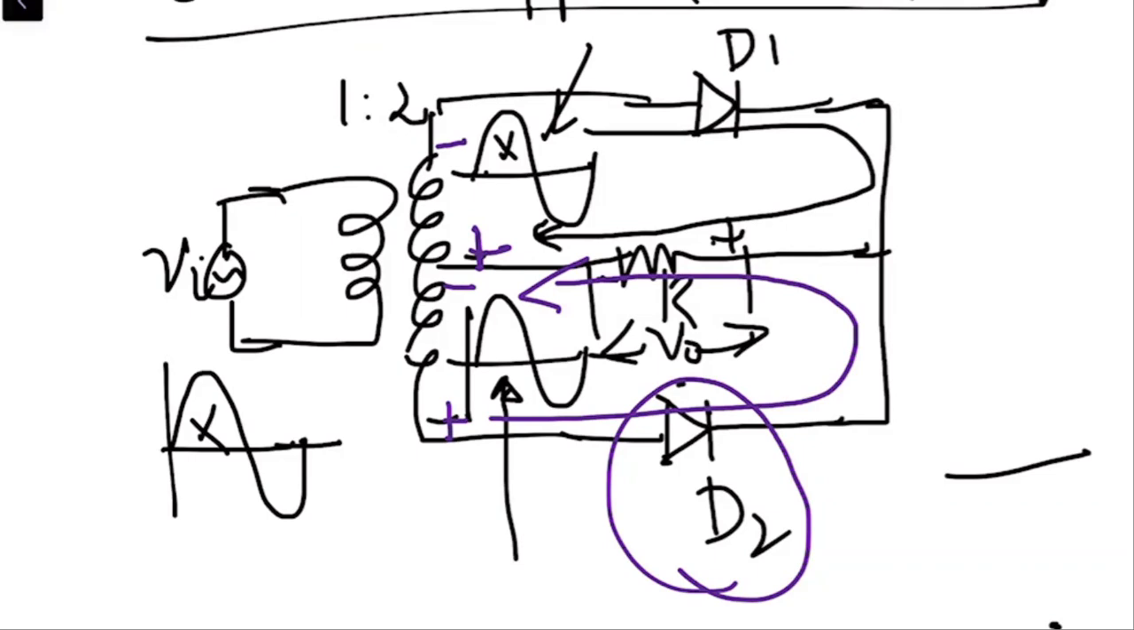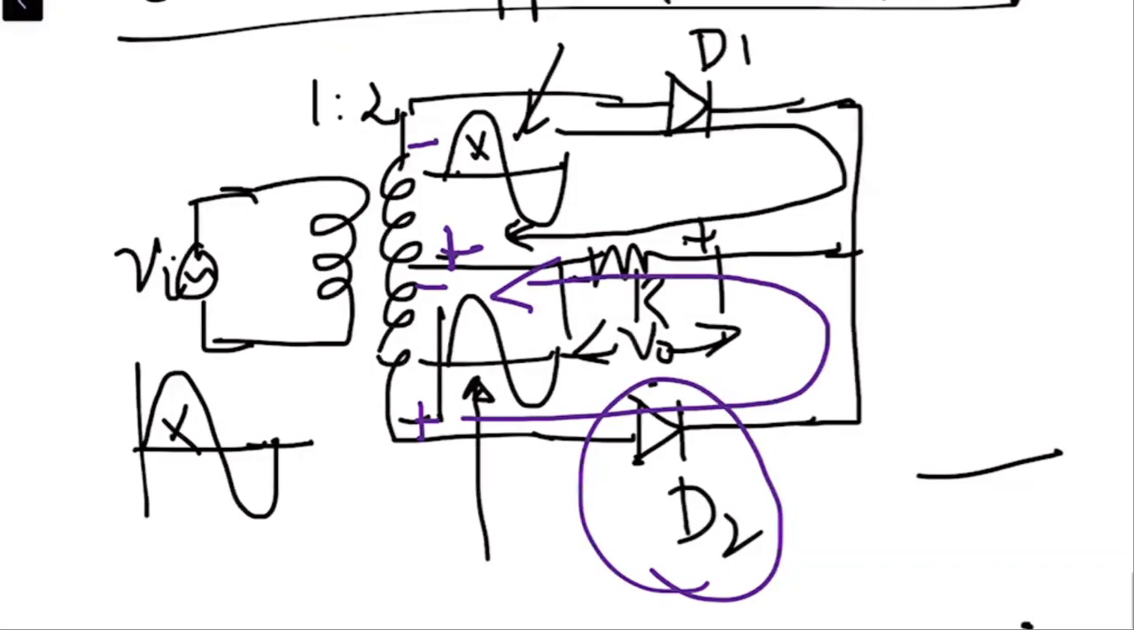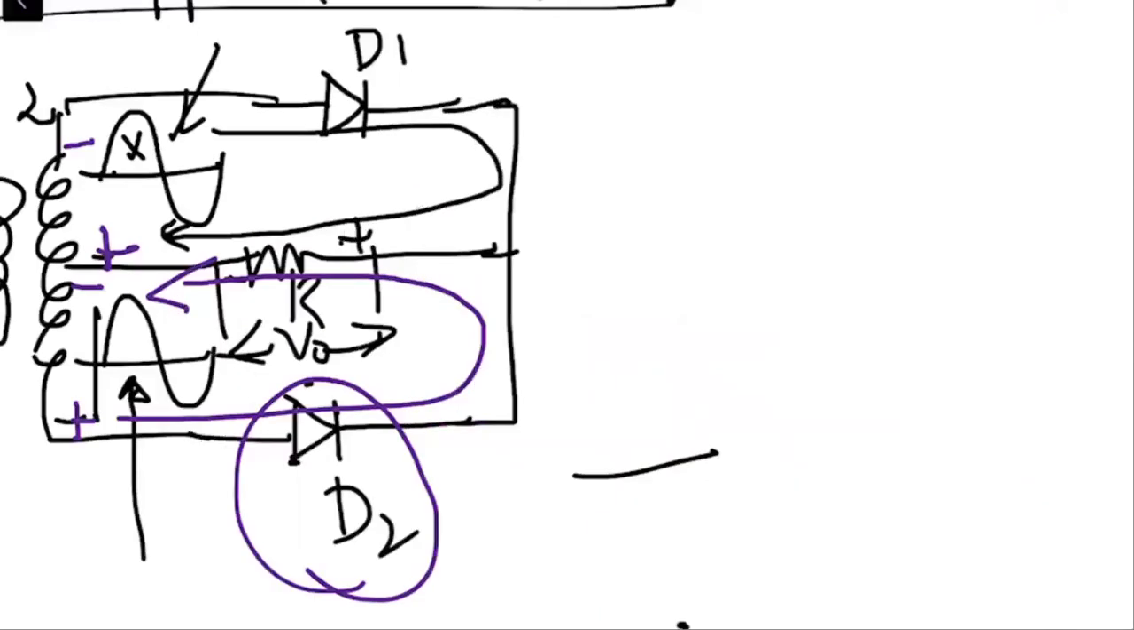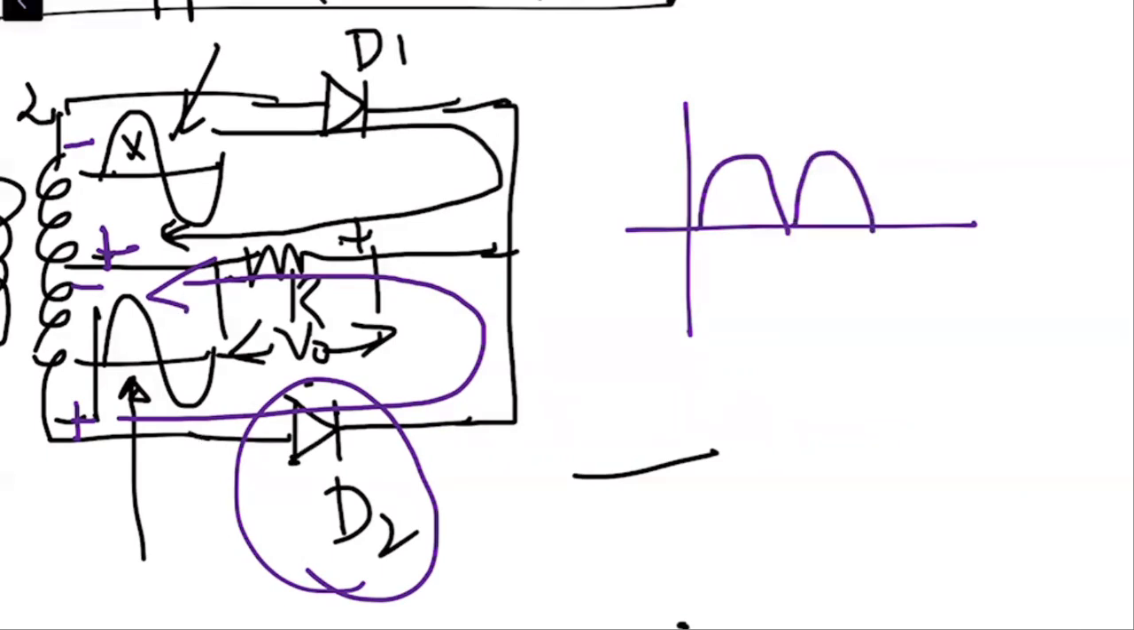So the output which we are going to get is that due to D1, we have a positive half cycle, and due to D2, we also have a positive half cycle. And again, when the next cycle comes, D1 is forward bias, and then when the negative half cycle comes, D2 is forward bias. So the output is going to be something like this. Are you with me?